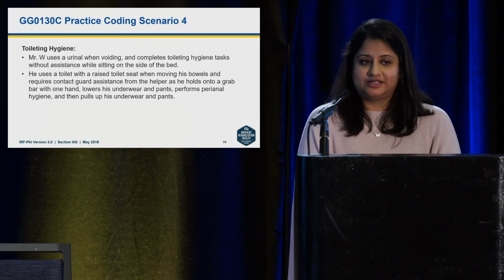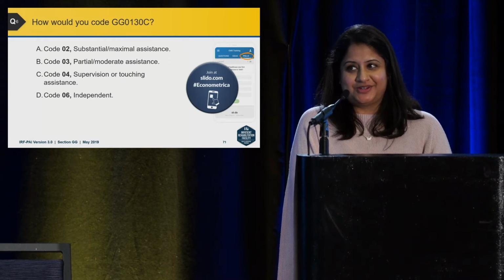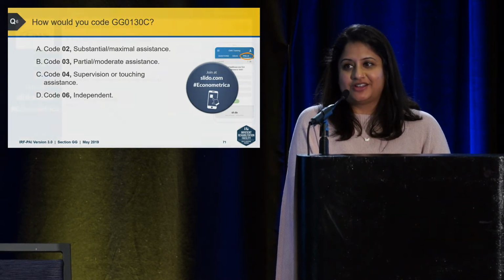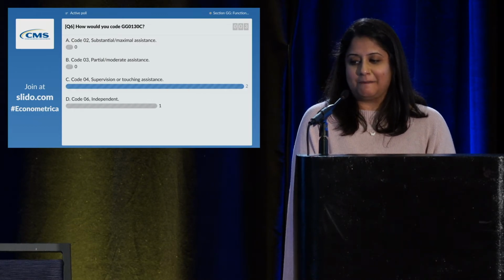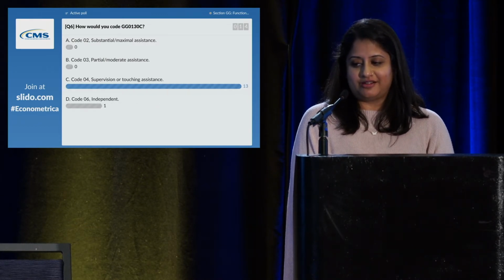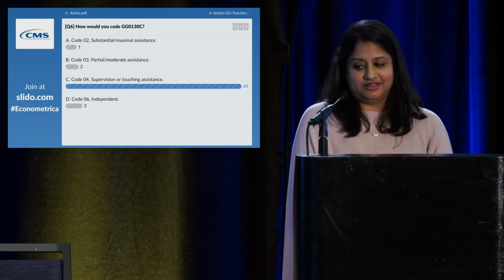So based on this, I see several of you using your decision tree. That makes me really happy. How would you code GG0130C? Your choices are A, O2, substantial or maximal assistance, B, O3, partial or moderate assistance, C, O4, supervision or touching assistance, or D, O6, independent.